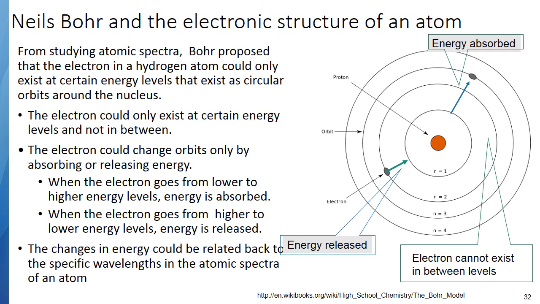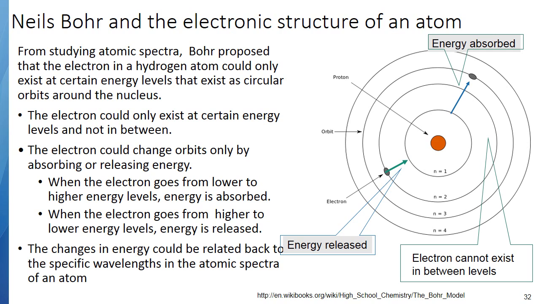It's sort of like the difference between walking on a ramp or standing on steps. You can't hang out halfway between two steps. You can only exist on one step or the next step, but you can jump between steps. The same thing here, these electrons can move between the different levels. If an electron goes from a lower level to a higher level, then energy has to be absorbed to make the electron jump from a lower energy level to a higher energy level. That's the blue line in the upper right-hand corner.